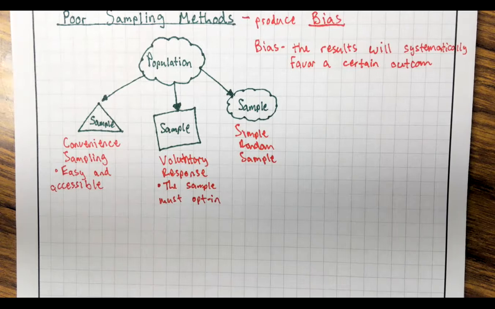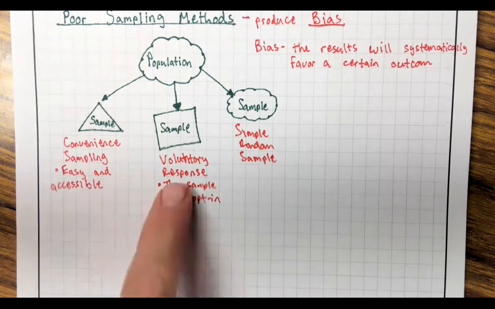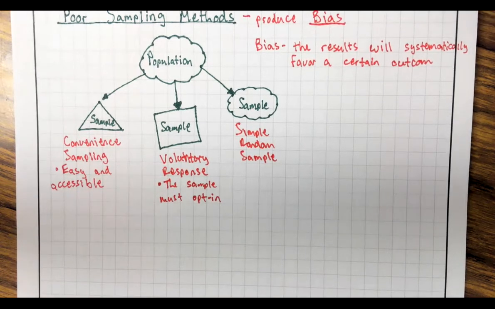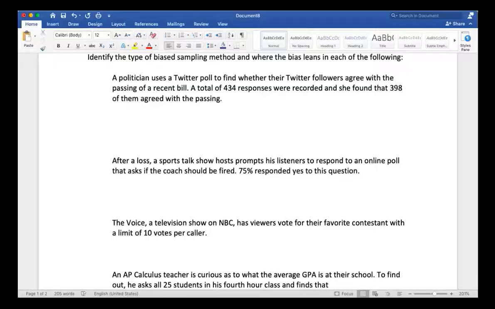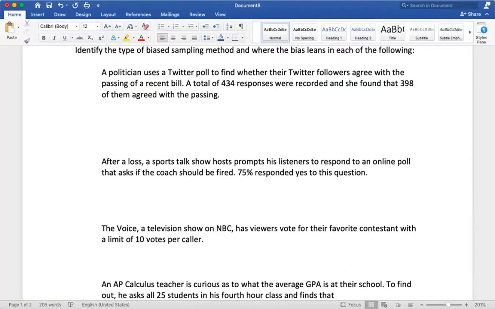All right, so let's just look at examples, and I think it'll clear up these 2 bad sampling methods very easily. So let me go to those questions I have prepared. Identify the type of biased sampling method and where the bias leans in each of the following. So this first one, a politician uses a Twitter poll to find whether Twitter followers agree with the passing of a recent bill. A total of 434 responses were recorded, and the politician found that 398 of those responses agreed with the passing of that bill.